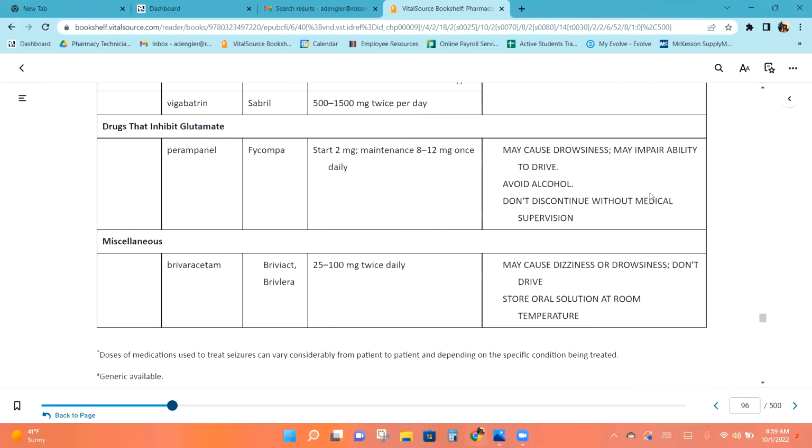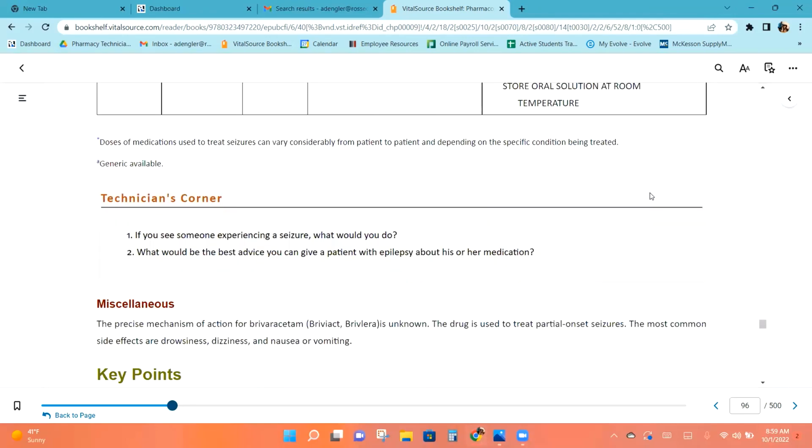Drugs that inhibit glutamate can cause drowsiness, may impair ability to drive, avoid alcohol, and don't discontinue without medical supervision. Briviact may cause dizziness or drowsiness, don't drive, and the oral solution should be stored at room temperature.